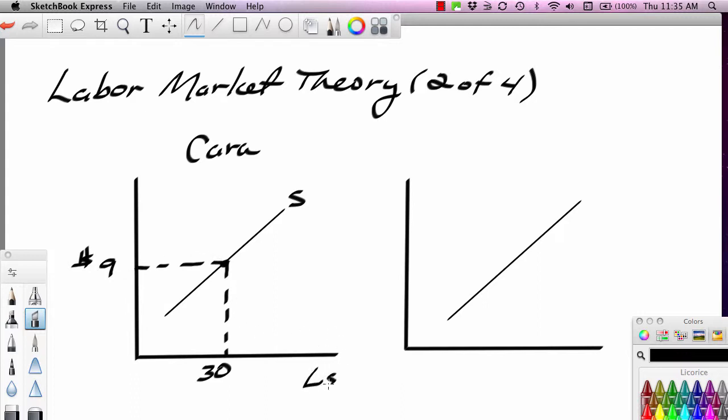So at a wage rate of $9, she's willing to work 30 hours per week. Labor supplied here is in hours per week, and this axis is the wage rate, the wage per hour.